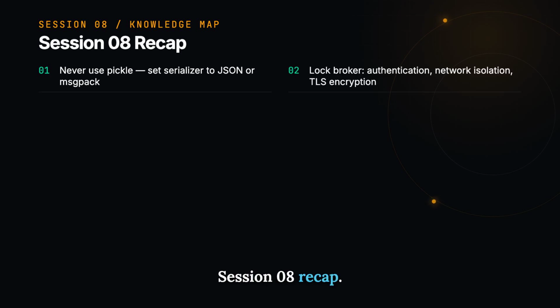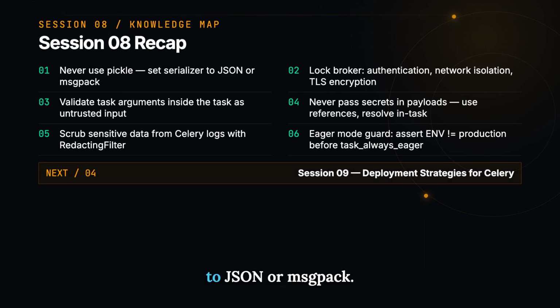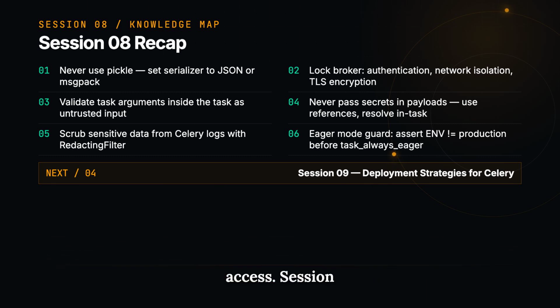Session 08 recap. Never use Pickle with an untrusted broker, always set the serializer to JSON or msgpack. Lock down broker access with authentication, network isolation, and TLS. Validate task arguments inside the task as untrusted input. Never pass secrets or PII as task arguments, use references resolved inside the task. Guard eager mode from production config drift with an explicit environment check. Run workers as non-root with least privilege access. Session 09 will cover Celery deployment strategies.